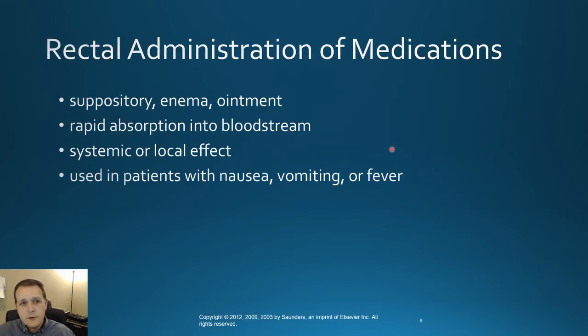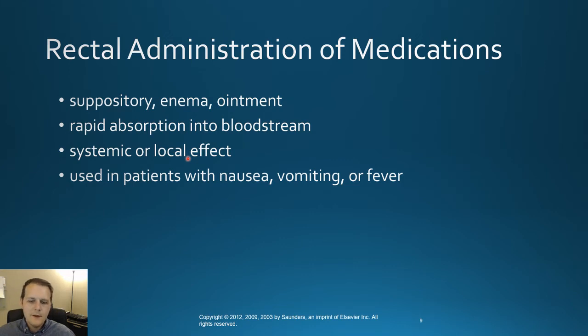So switching over to rectal administration of medications, typically this will either come in the form of a suppository, an enema, or an ointment potentially. And so some of the benefits of rectal administration include you get really rapid absorption into the bloodstream. You also find that it bypasses the liver, so you get a lot of it into the system all at once. And so we can use it either to get systemic effects, meaning throughout the body, or we can use it for more local effects, meaning right there in the rectum itself.